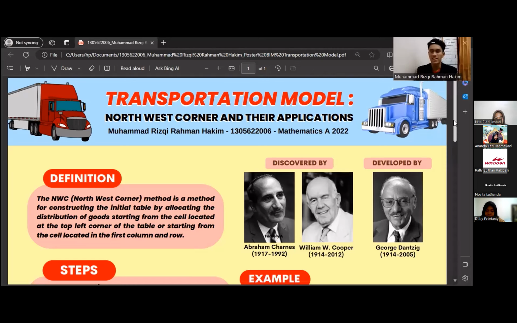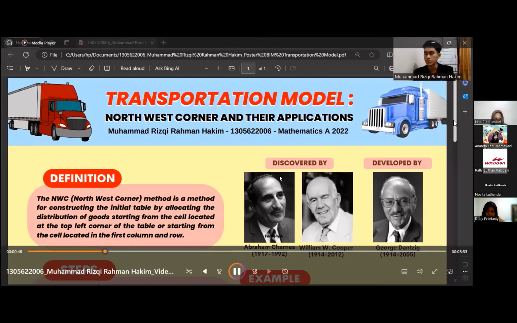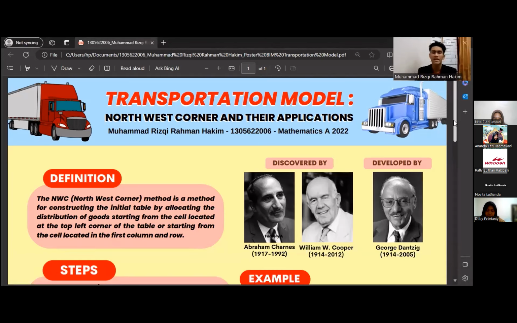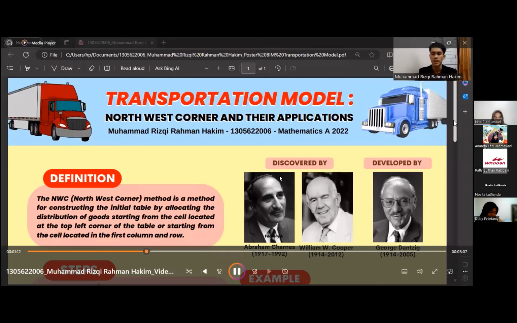So, what is NWC? Let's start with the definitions. The NWC, or northwest corner, is a method for creating an initial table by allocating the distribution of goods, starting from the cell located in the top left corner of the table, or starting from the cell located in the first column and row. The NWC method was invented by two reliable mathematicians, Abraham Charnes and William C. Hooper. Then this method was further developed by George Dantzig, so that we recognize NWC as it is today.